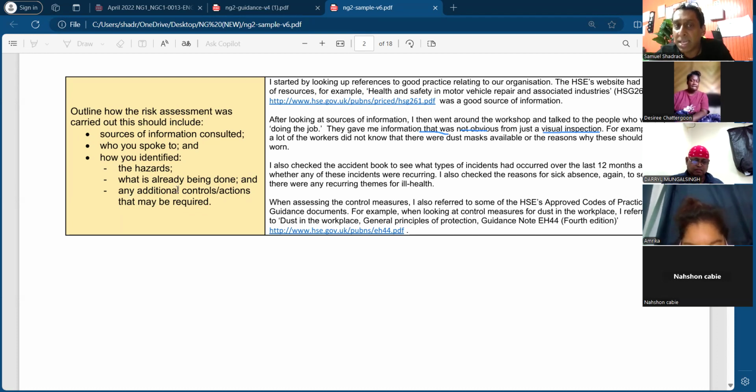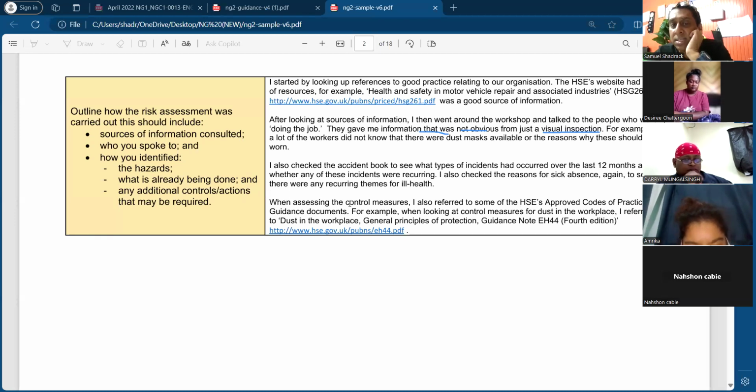So for any additional control actions that may be required, this paragraph is going to say that when assessing the control measures, I referred to some of the HSE approved codes of practice or guidance documents. For example, when looking at control measures for dust in the workplace, I refer to the guidance on dust in the workplace, and you quote one here again, right? So you can do that same thing. You can say it tells you to get more than one guidance, right?